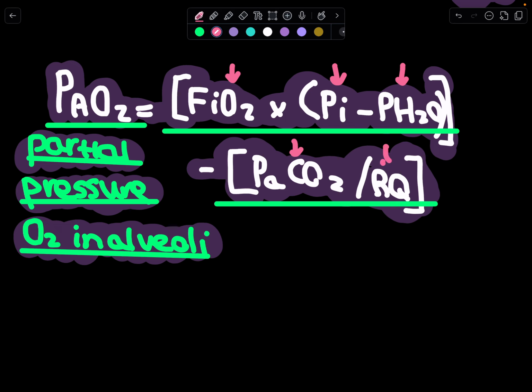3. Why are we subtracting PaCO2 over RQ from the rest of the FiO2 times Pi minus PH2O? Answer to me in 2 sentences.